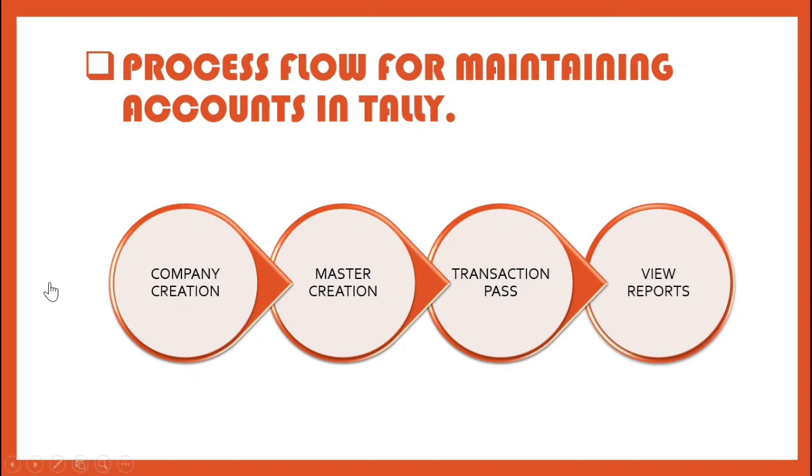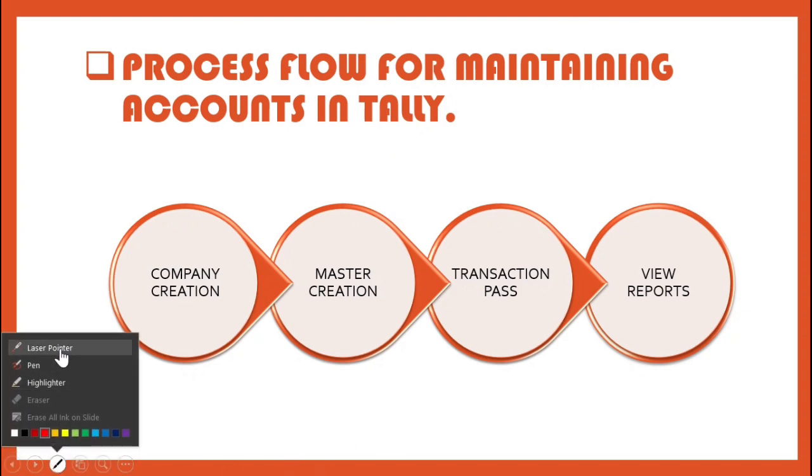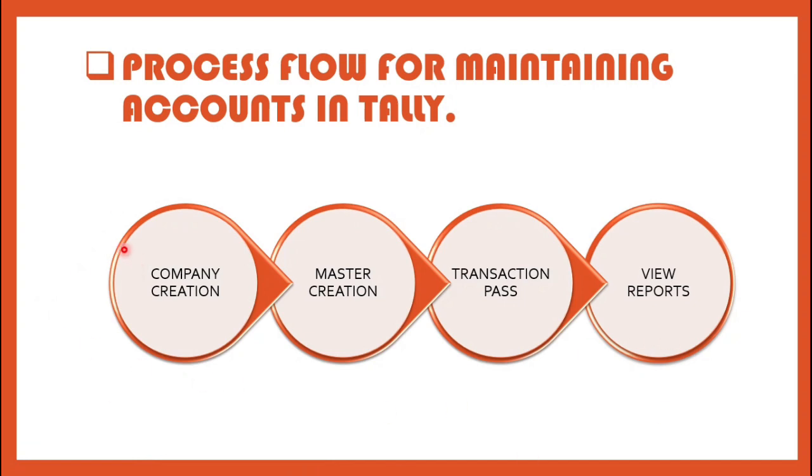So here is a flow chart which we can see. First, we have to do company creation. This is a process where we create a company. Tally is a software where we have to create the company first. Tally needs to know in which company you are entering what journal. You have to enter the various details of the company like its name, address, and financial year starting and ending periods. Then we move on to the master creation.